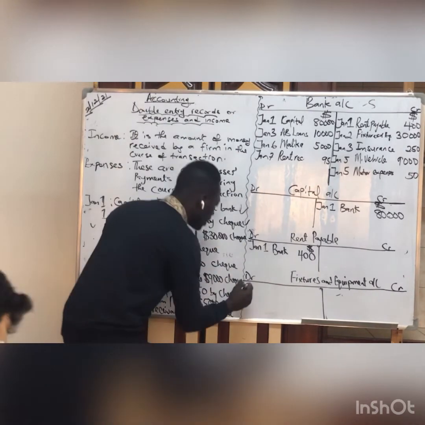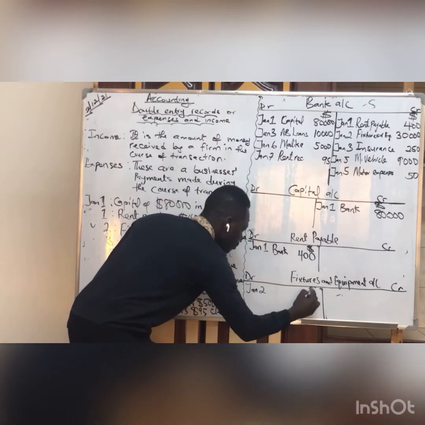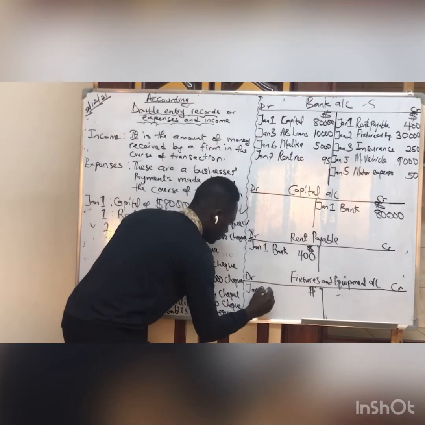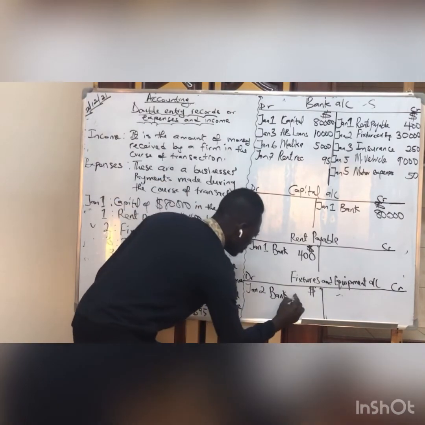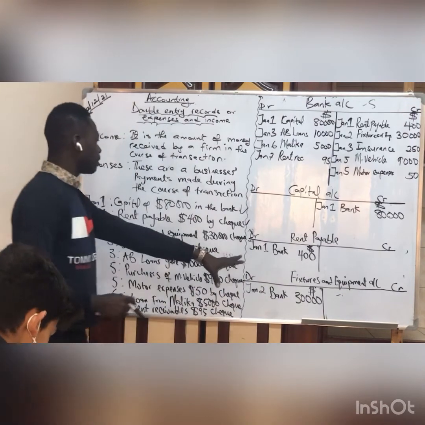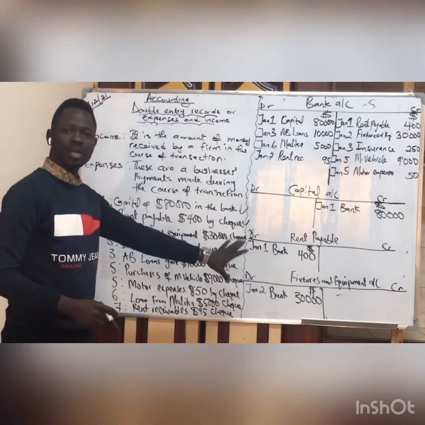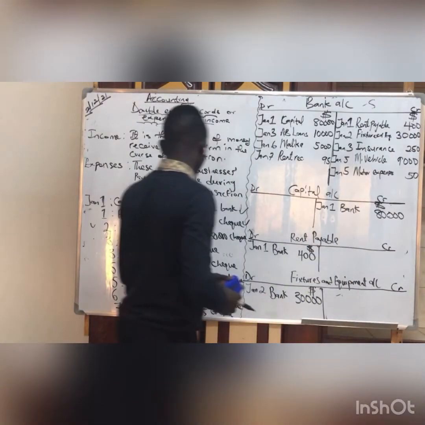So, January 2. Bank. How much is it, please? 30,000. Do you have any question up to now? No. Great. So we go on.